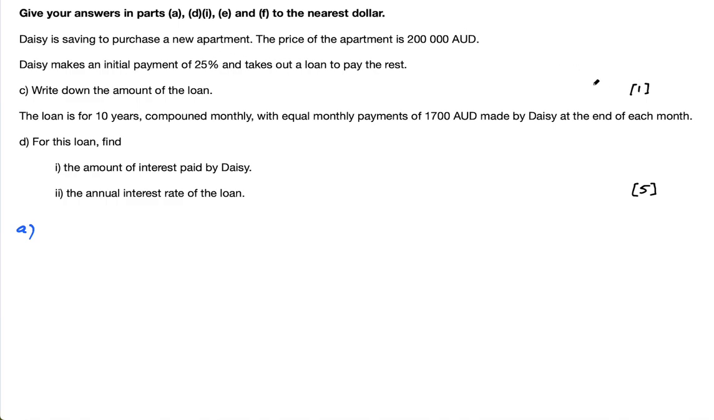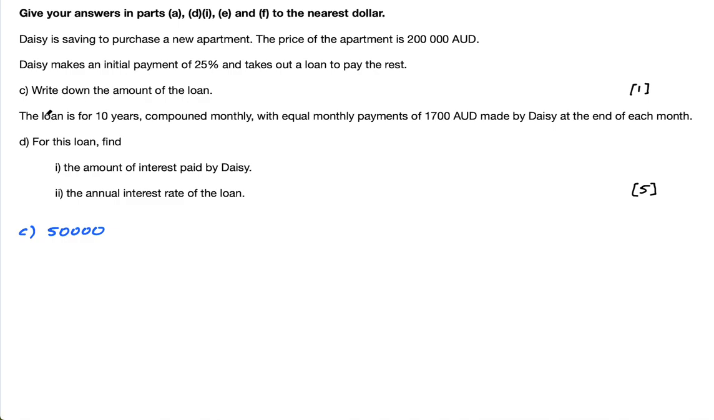It says write down, because surely this is easy. What's 25% of 200,000? It's 50,000. So it's a quarter of 200,000. If you need the calculator to do that, fine. It is, and this is part C. If you need the calculator, guys, it's just 200,000 times 0.25. That will give you 50,000.